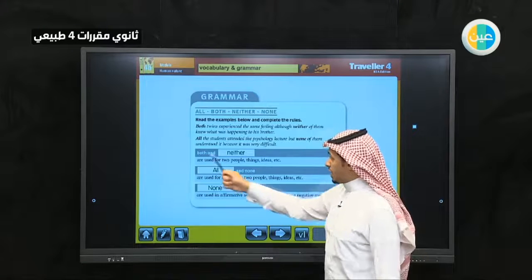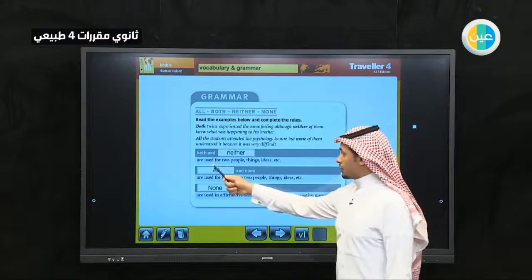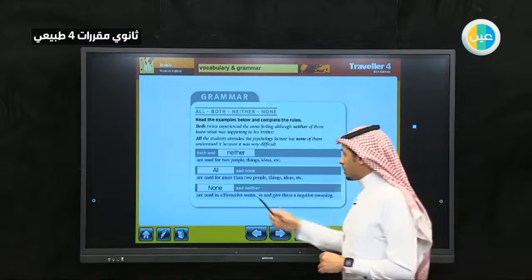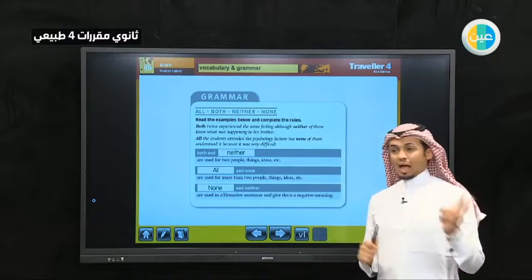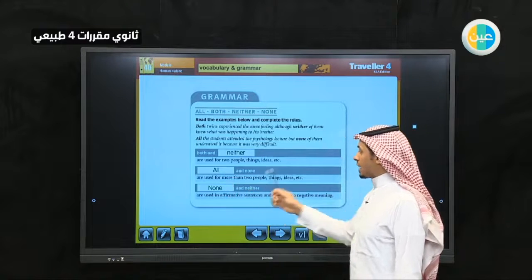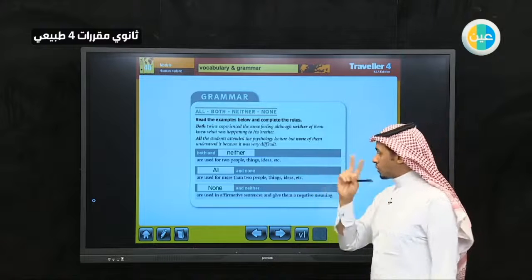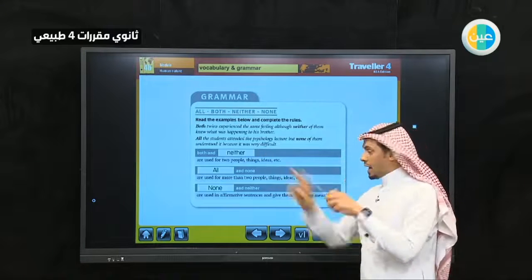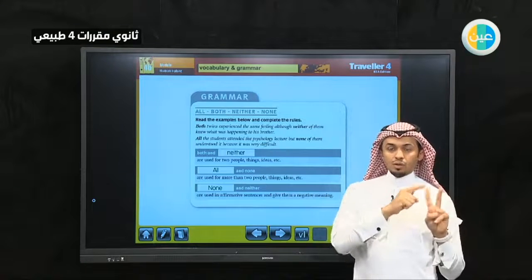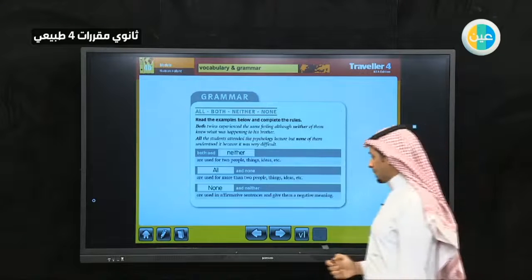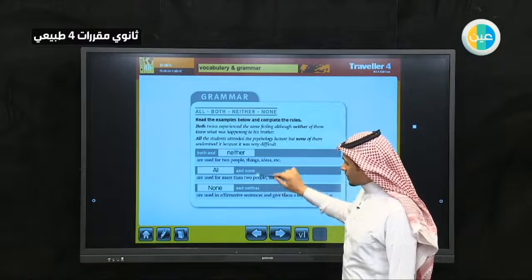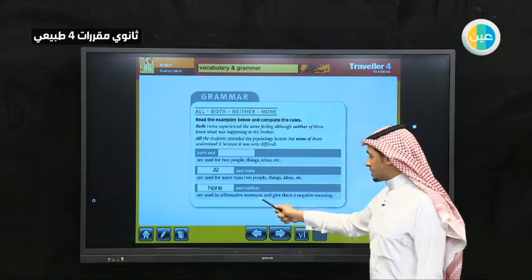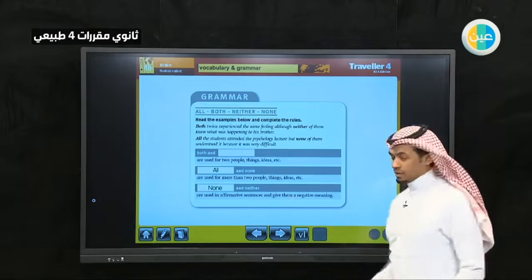So both and neither are used for two people or things or ideas. All and none are used for more than two people or things or ideas, etc. So both and neither, and here we have all and none. So none and neither are used in affirmative sentences and give them a negative meaning.